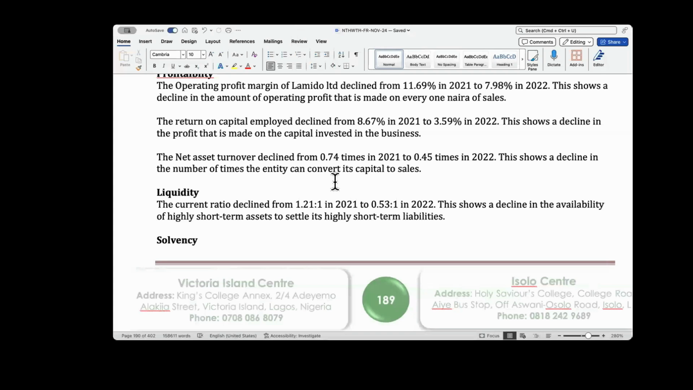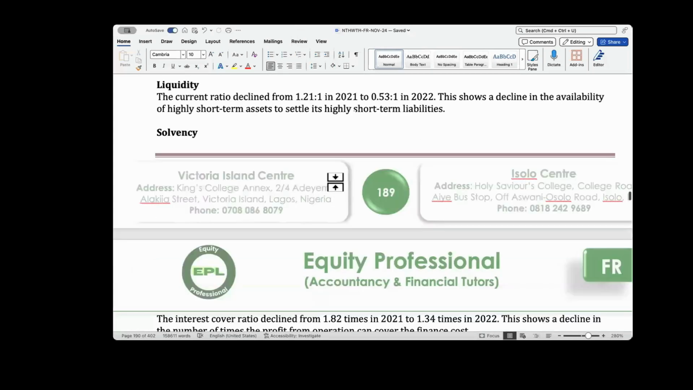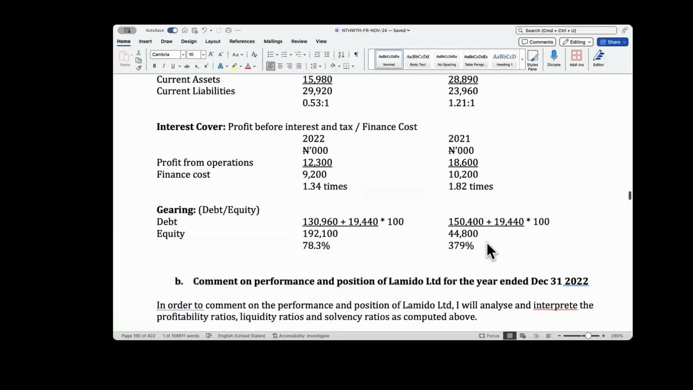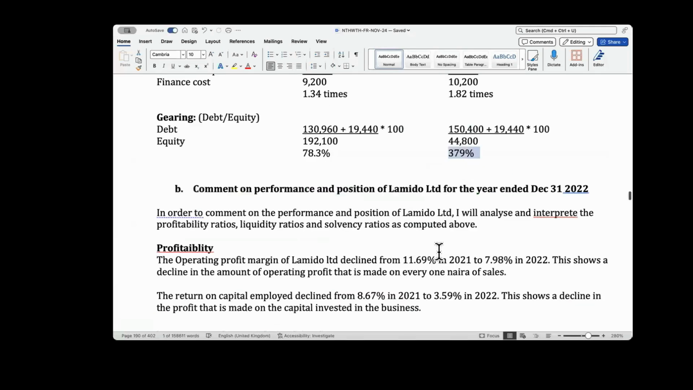Excuse me, sir, is it 37.9% or 379%? Which one is that? The gearing ratio, is it 37.9 or 379%? It's 379%. From what we completed here. Okay. It's 379%.